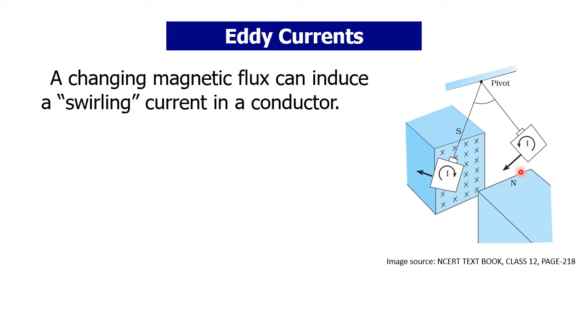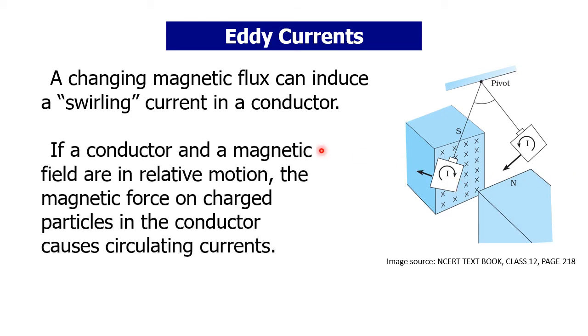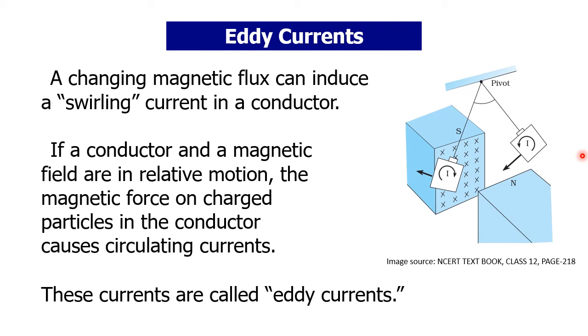So that statement says: if the conductor and magnetic field are in relative motion, the magnetic force on charged particles in the conductor causes circulating currents. This circulating current we are calling eddy current. So here the eddy current directions also we can see.